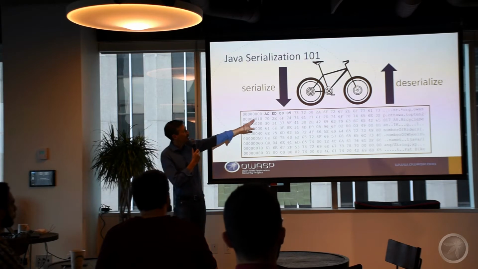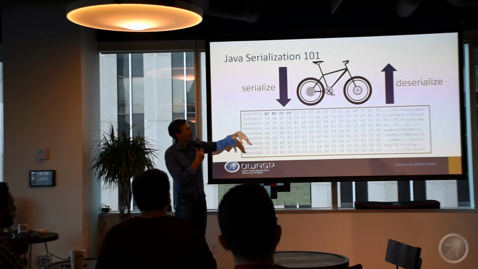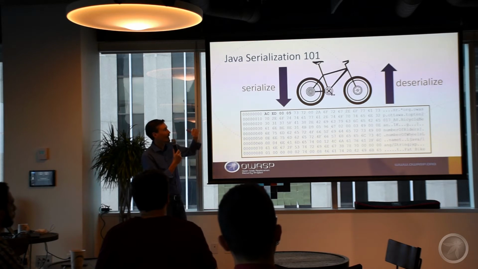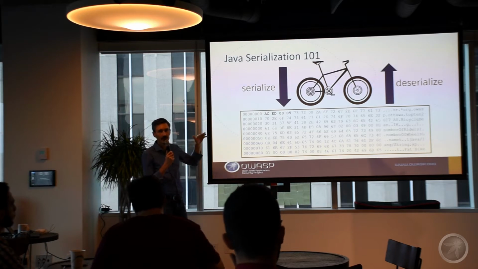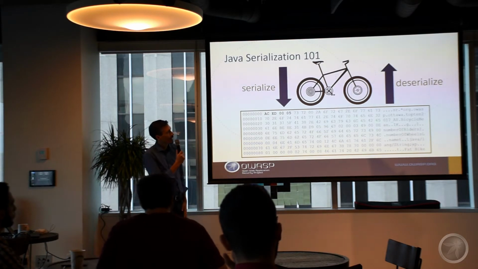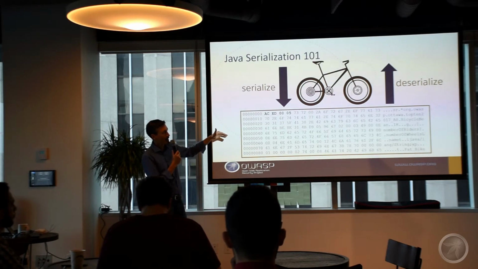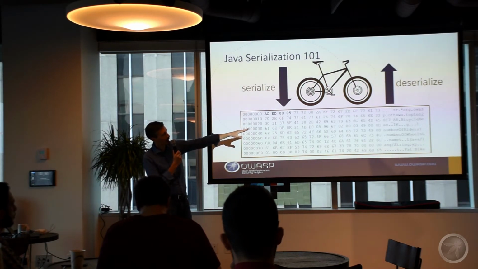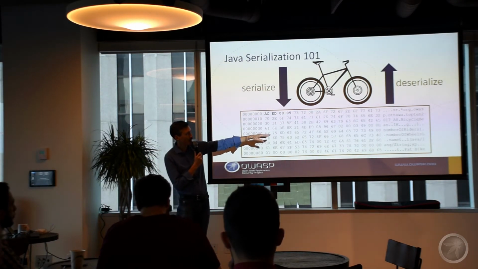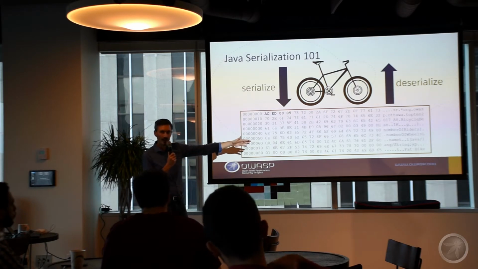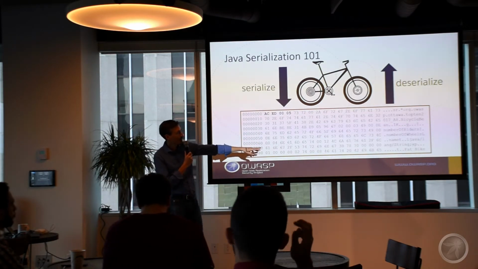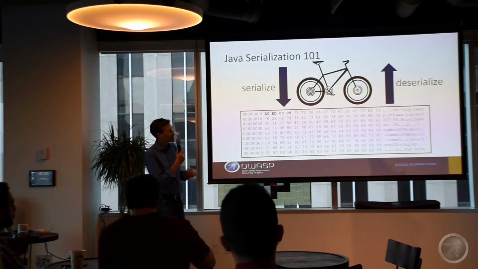Important things here: AC ED 00 05. When you see that in a packet capture, or maybe base64 in a web app, that means there is Java serialized binary being transmitted. Also note that, as I will explain later, the binary carries both data and metadata. We see here at the top the name of our class, Bicycle. We see the names of the members, number of riders, etc. And at the end, we see the actual data, the name, and maybe some integers there. So keep that in mind.